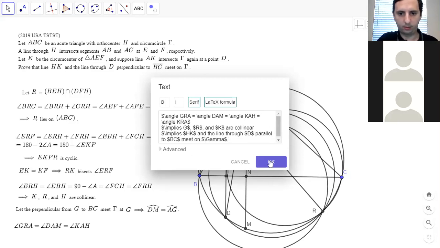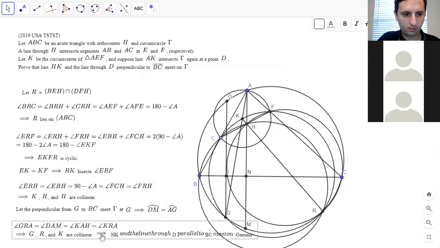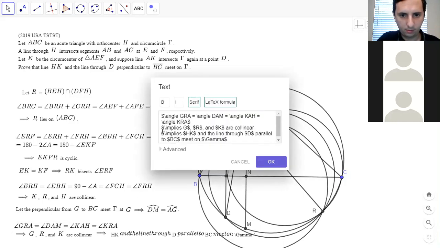Let's see how this turned out. So it's saying, okay, I put an extra dollar sign there. Let's see how this looks. That looks pretty good.